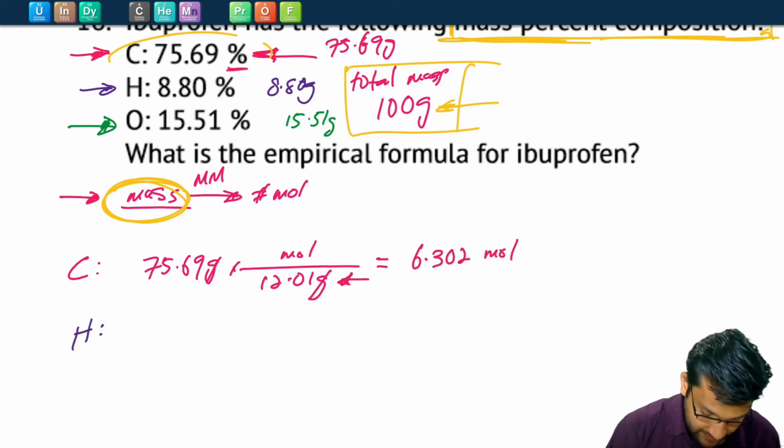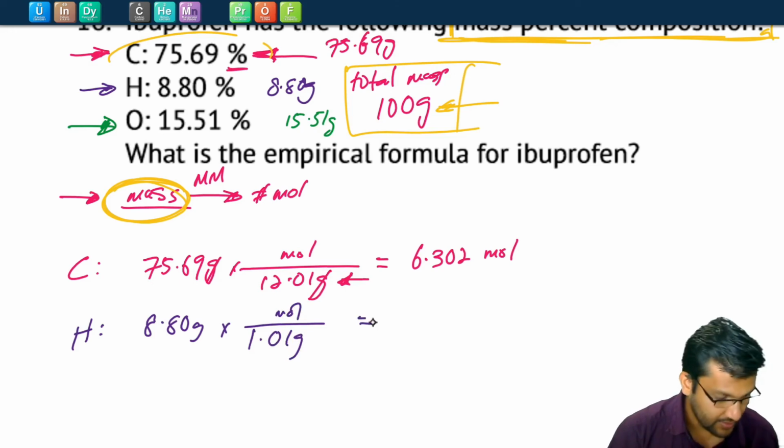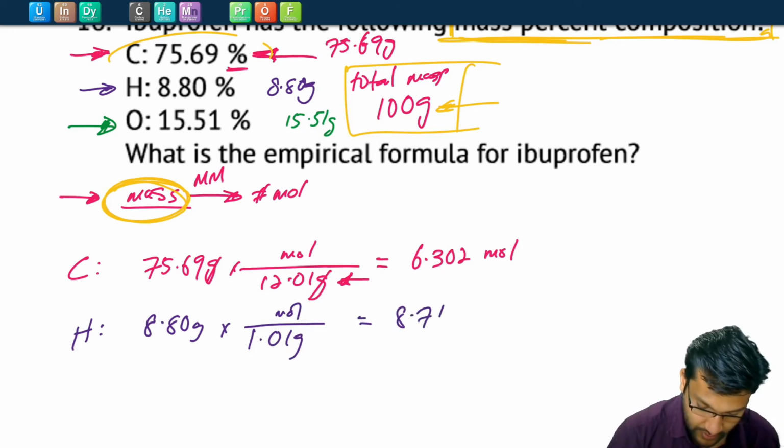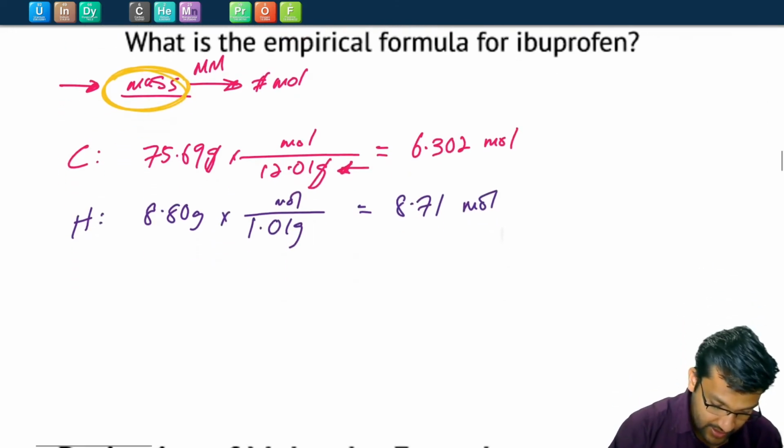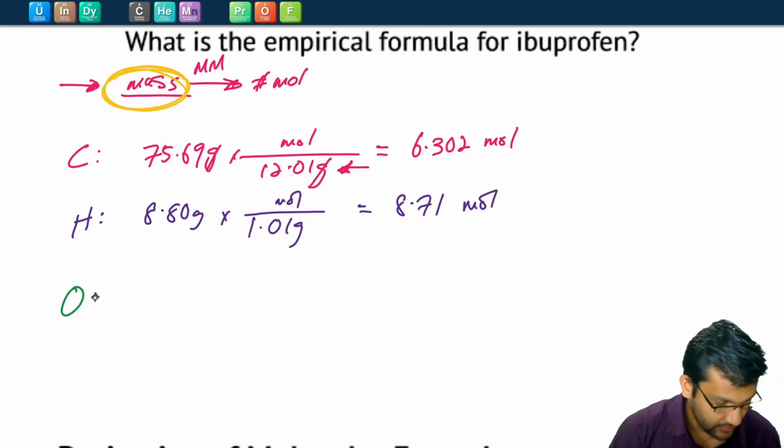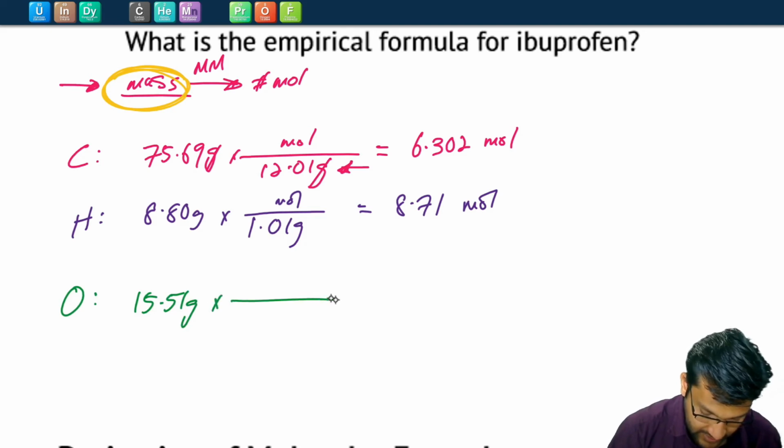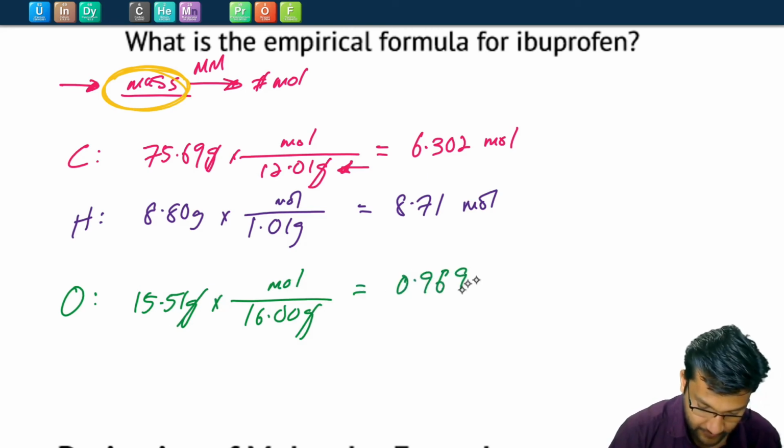For hydrogen, we have 8.80 grams. The molar mass is 1.01 grams per mole. And so that comes out to be 8.71 moles of hydrogen. And finally, for oxygen, we have 15.51 grams divided by 16.00 grams per mole to give us a number of moles equal to 0.9694 moles.